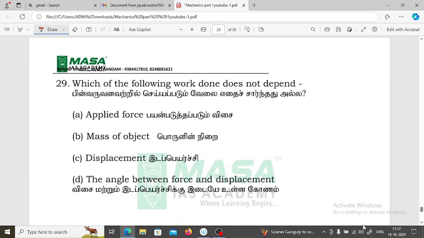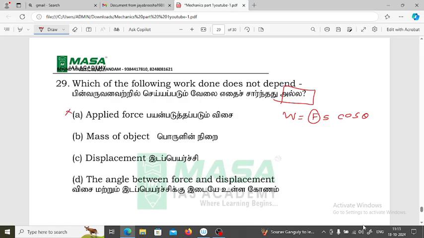29. Which of the following work done does not depend? Check. We already know, what is the formula for work? Force into displacement. F dot ds, that is denoted as Fs cos theta. So the question asks what it does not depend on. Please note this point. First option, applied force. What is work done? Force is definitely needed. So applied force is wrong.